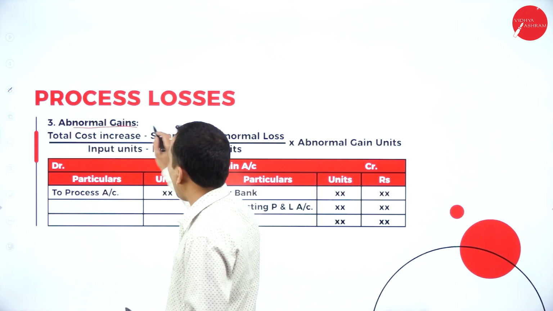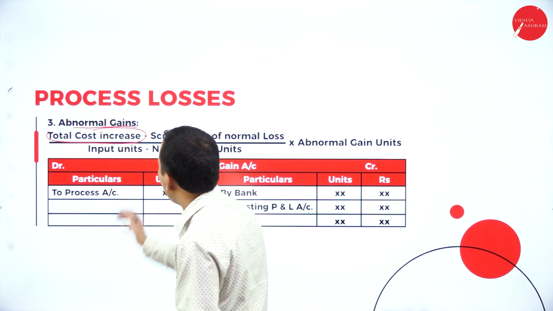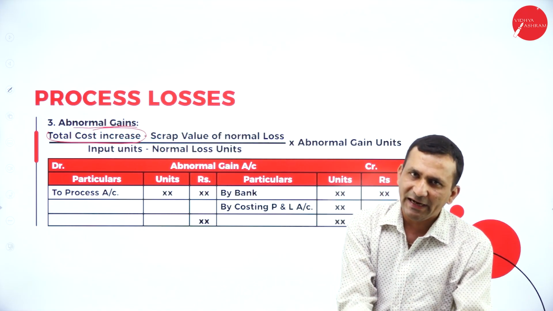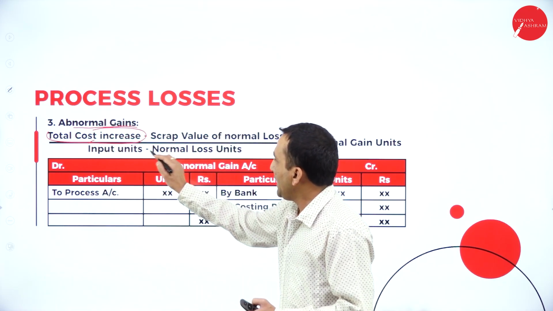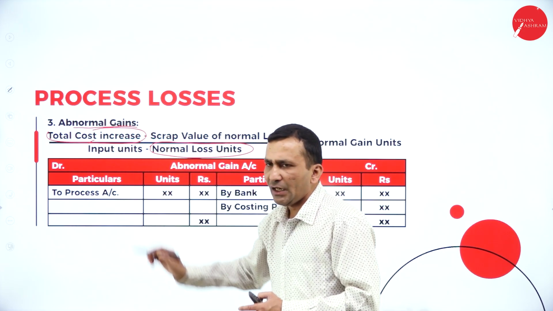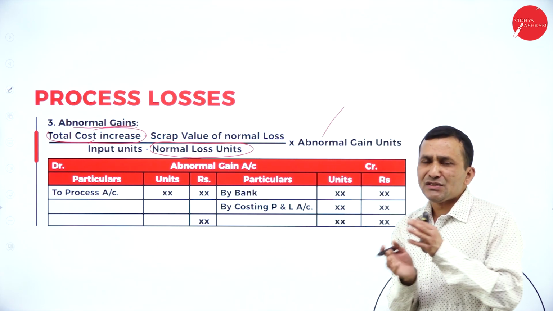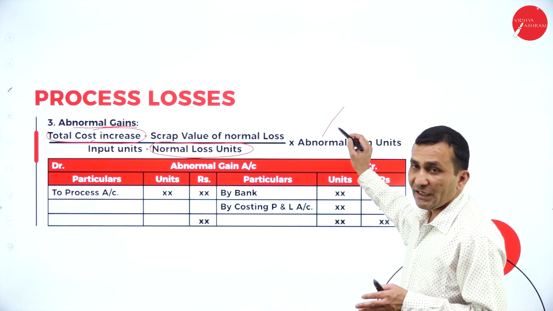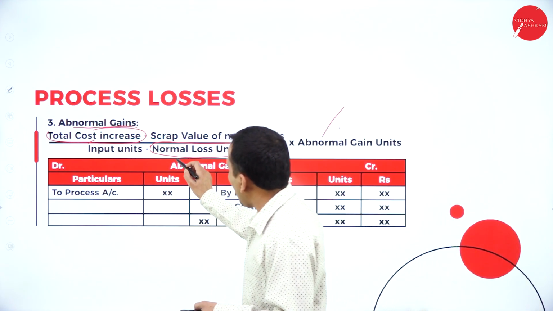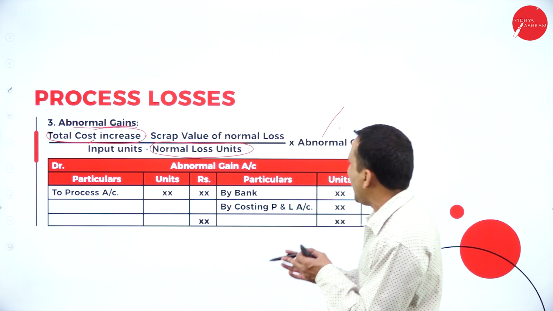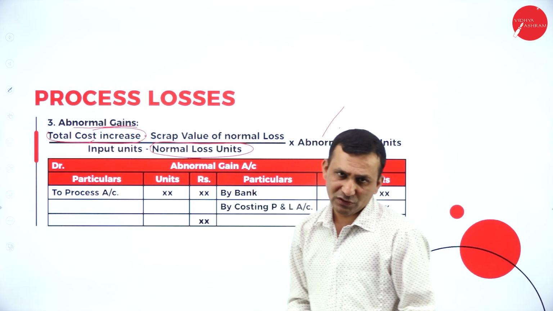After adding, this is just for format. Moving to the abnormal gain, same thing. Total cost increased on the debit side minus scrap value recovered from the credit side, divided by input introduced for process 1 minus the normal loss we calculated. If we get a credit balance unit or debit balance unit, we multiply, and we call it the abnormal gain unit. Again the ledger account format is the same thing; the credit goes in the opposite direction.